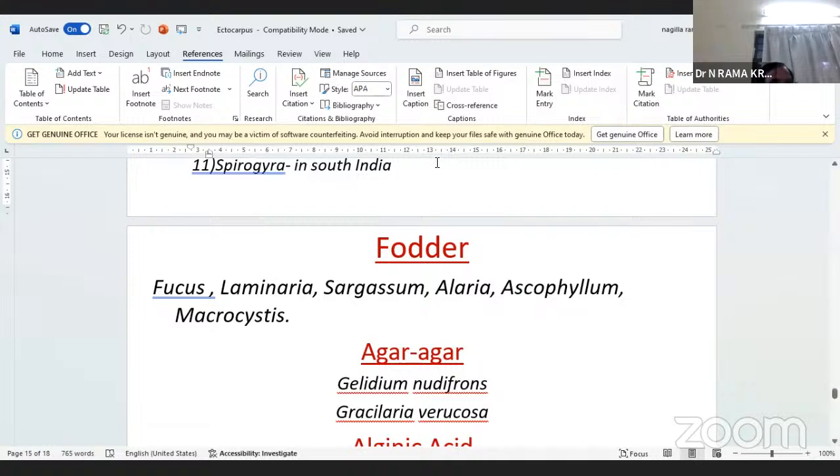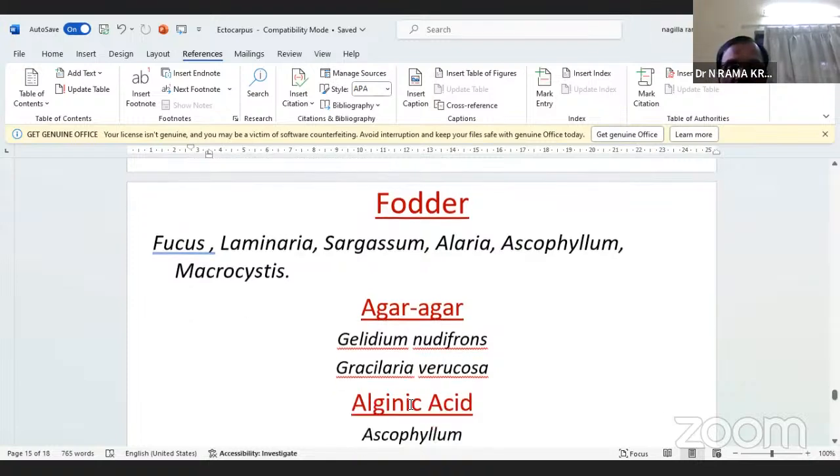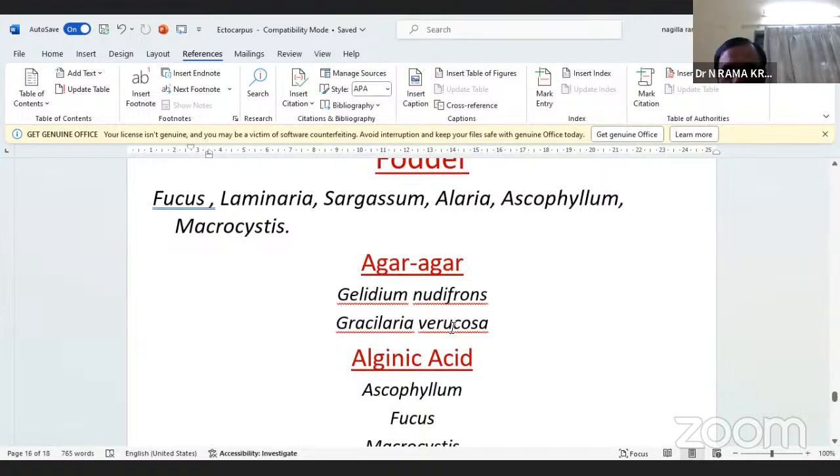Agar agar. Okay, so agar agar is a jelly-like substance of great economic value. Gelidium and Gracilaria, these plants are produced. These are the plants of most economic value.